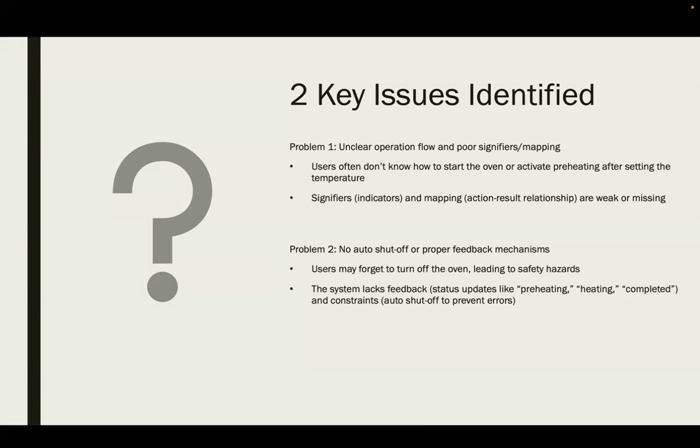The second issue is the absence of automatic shut-off and feedback. There are no constraints to prevent the user from forgetting to turn off the oven, and there's no proper feedback about whether the oven is preheating, heating, or finished. These problems increase the risk of errors and make the oven less accessible, especially for older users.